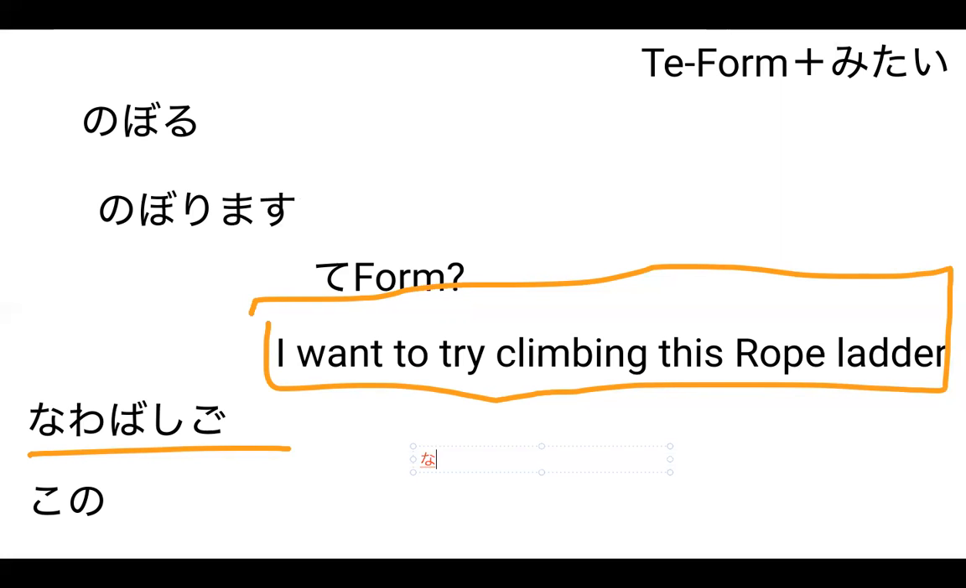Nawabashigo wa noborutte mitai. I'm going right now. Shigo wa noborutte mitai. So this is super duper close. However, this would mean the rope ladder wants to climb. Seems a little weird, doesn't it? What particle do you think this actually means? Oh, give me a second. I think my headset unplugged.